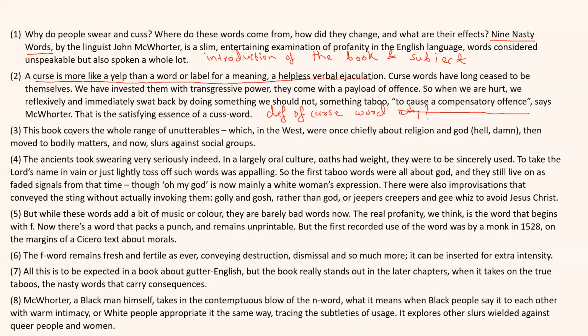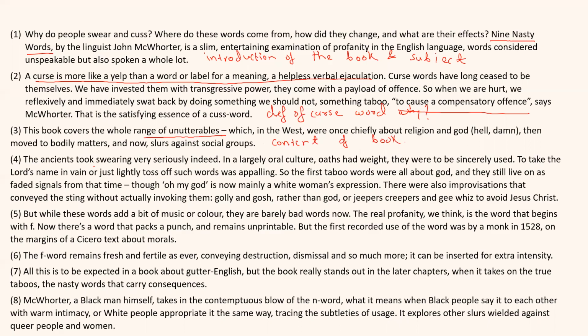Third is about the book. This book covers the whole range of unutterables, which in the West were once chiefly about religion and God, then moved to bodily matters, and now slurs against social groups. So the third paragraph is about what the book contains. It is about the content of the book in discussion.